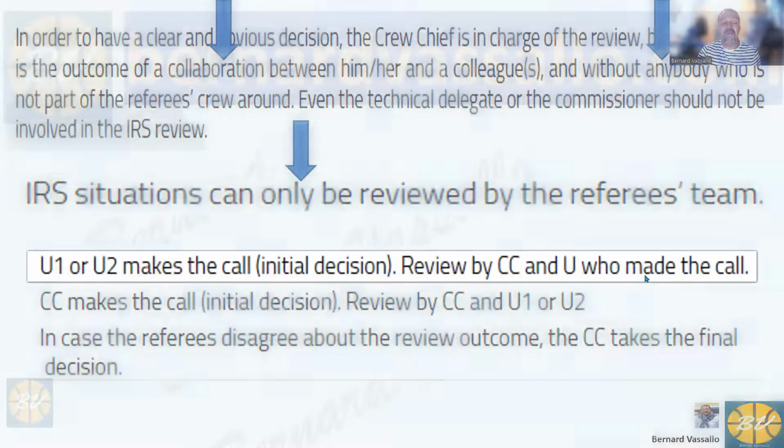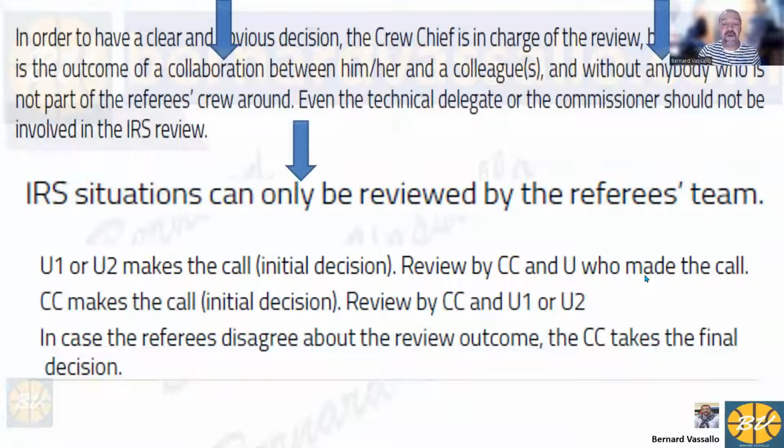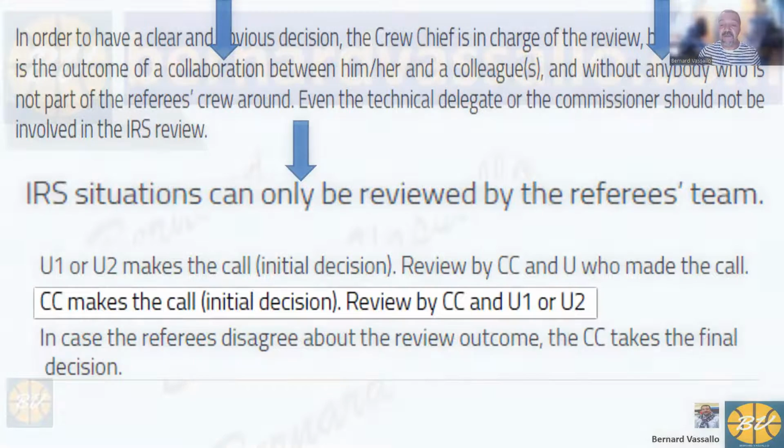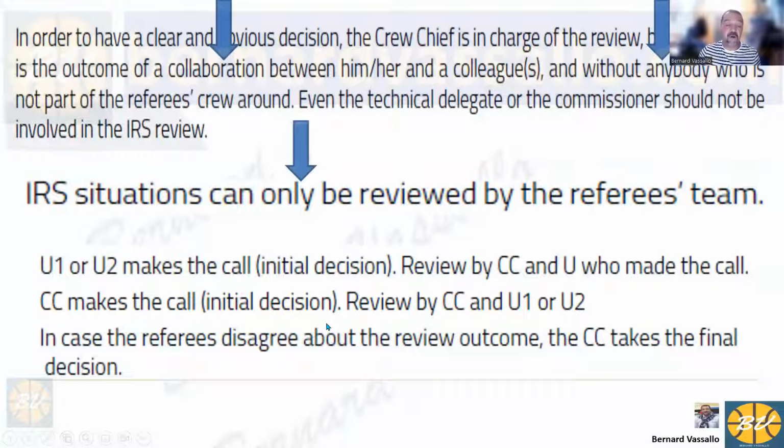For example, if umpire 1 or umpire 2 has made the call, the crew chief together with the umpire who has made the call will go to review the play. If it is the crew chief himself or herself that has made the call, the crew chief will go to review the call and call over one of the other two umpires. Because this could also be a possibility, and it's important to point out, should the two referees reviewing the play disagree between them on the outcome of the review, it is always the crew chief, as listed also in the rules, that will take the final decision.